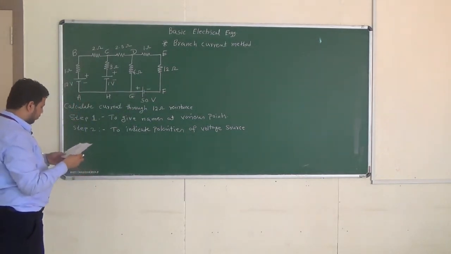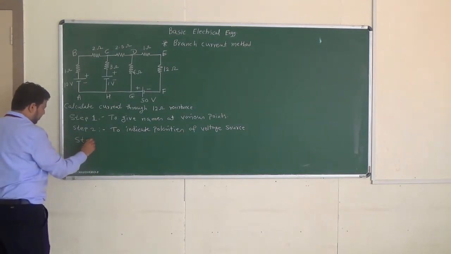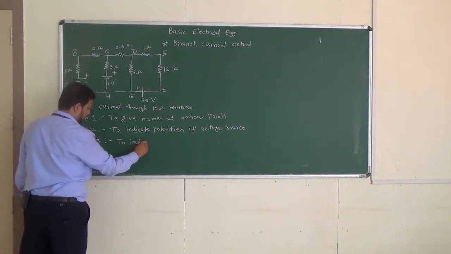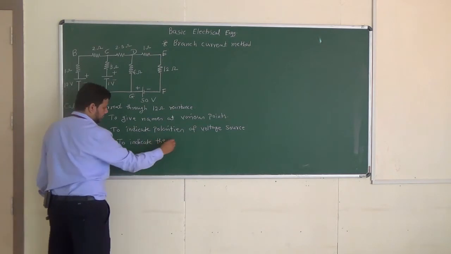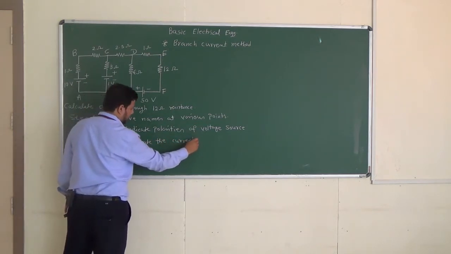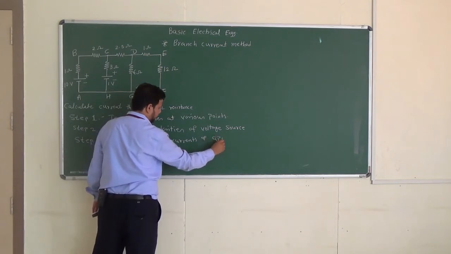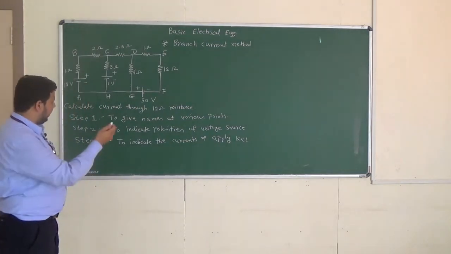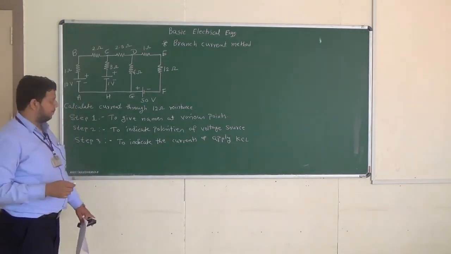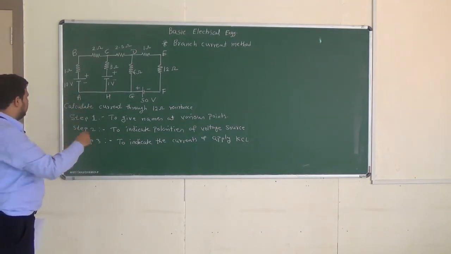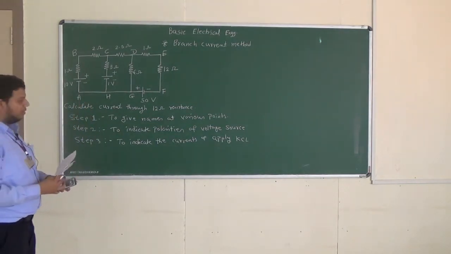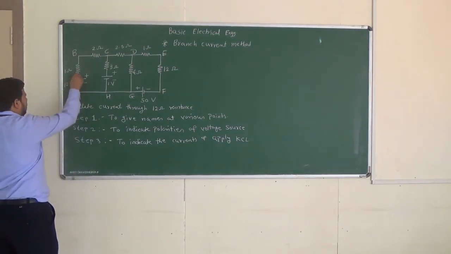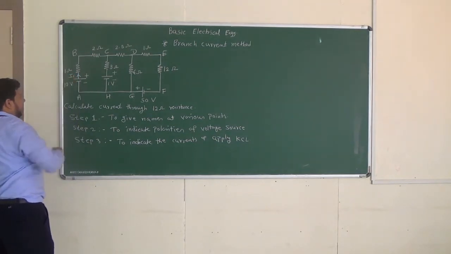Then the third step that we have to follow, step 3, is to indicate the currents and apply KCL. In the third step we have to indicate the various currents and then apply KCL. Now we will start from the left hand side. It is a common convention that current always flows from higher potential to lower potential. So we will assume the current flowing will be in this direction, I1.